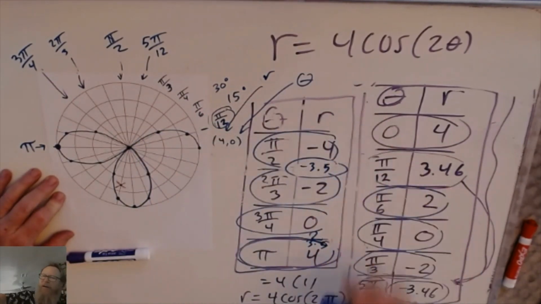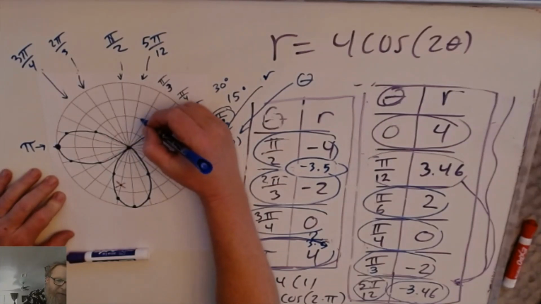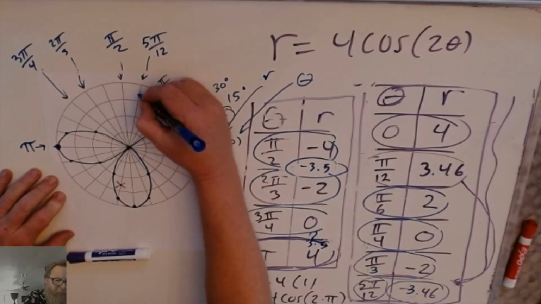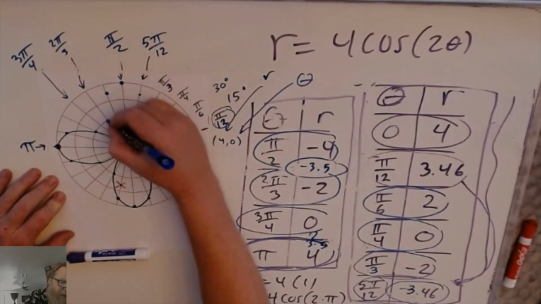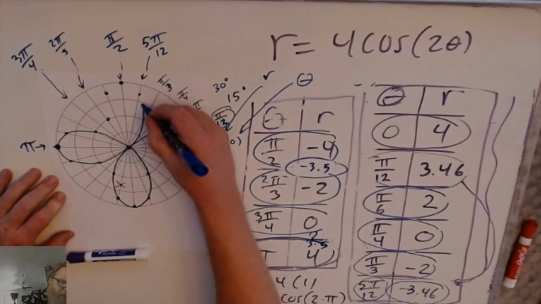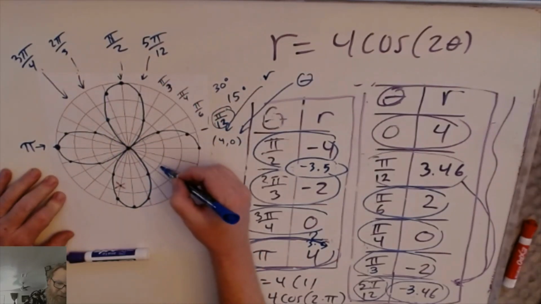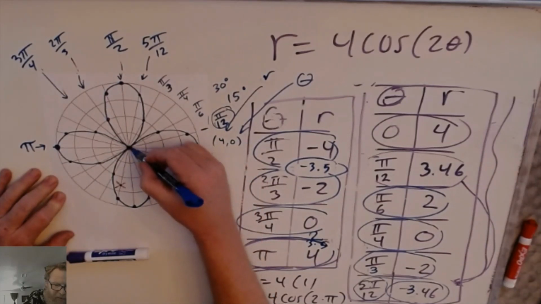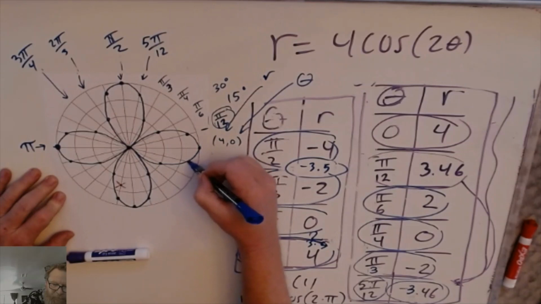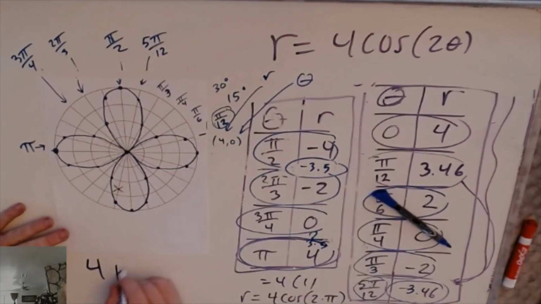I could come over here and make a whole other list of points, but it's just going to accumulate the same points again. Repeat the same points again. You're going to get 2. You're going to get 3.5 again. You're going to get back to 4, back to 3.5, back to 2. And then down here, it's going to go back to 2 again, and then back to 3.5 again. And it's going to complete the entire, what's called a 4-petal rose.